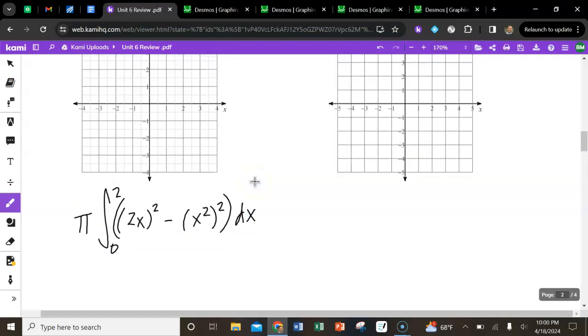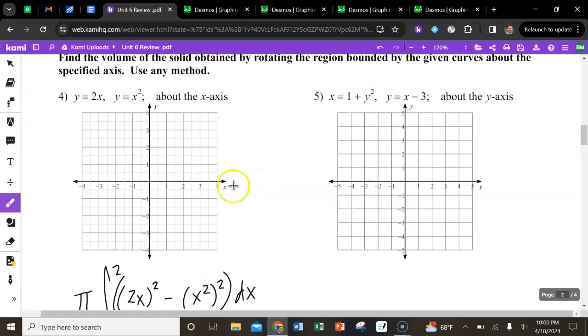So we have a couple of different options there to do that one. We don't always have the options. Okay, so let me go to this problem here.